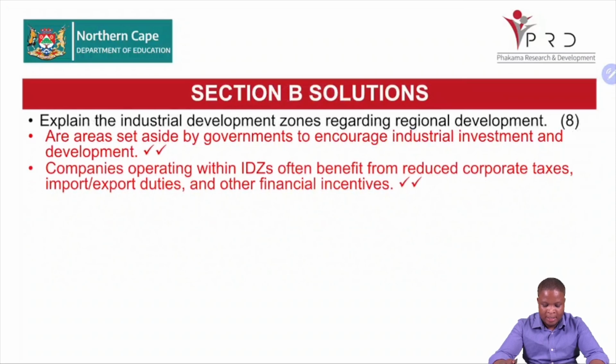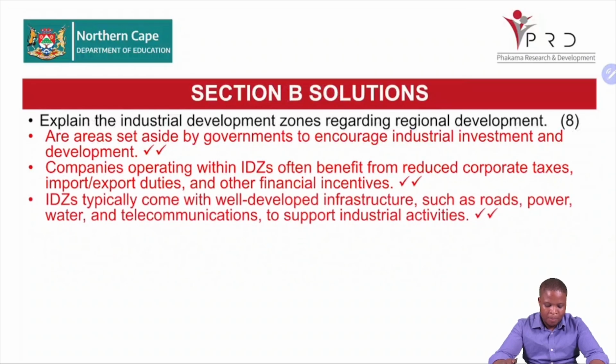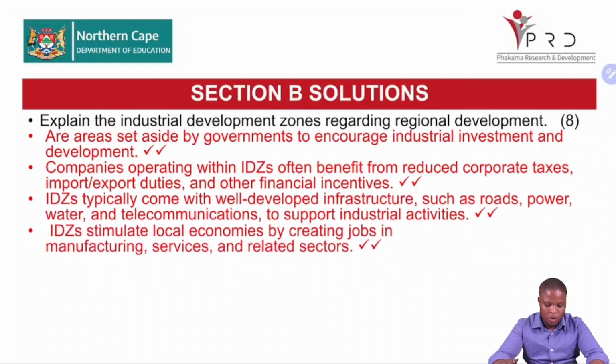Companies operating in the IDZ often benefit from reduced corporate tax, import duties, and other financial incentives. IDZs typically come with well-developed infrastructure such as roads, power, water, and telecommunication to support their industrial activities. IDZs stimulate local economies by creating jobs in manufacturing, services, and related sectors. So by writing these four sentences, you score yourself 8 marks. So what is happening here? You discuss what is an IDZ, what is the benefit, what comes with the IDZ.